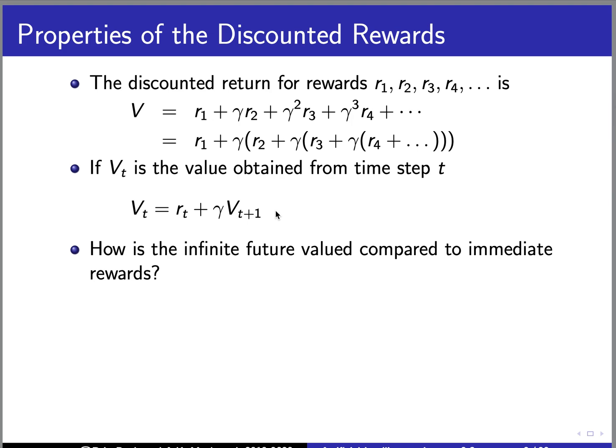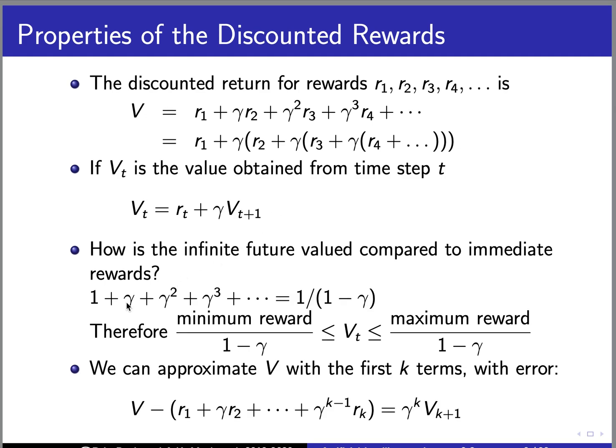And so it really is asking the question, how is the infinite future compared to the immediate rewards? And we can analyze that. It turns out that if you sum up this infinite sequence, 1 plus gamma plus gamma squared plus gamma cubed, you get 1 over 1 minus gamma. If gamma is 0.9, then this is 1 over 1 minus 0.9, which is 10. If gamma is 0.99, you get 1 over 1 minus 0.99, which is 100. So what that means is that the value at any time is somewhere between the minimum reward divided by 1 minus gamma and the maximum reward divided by 1 minus gamma.